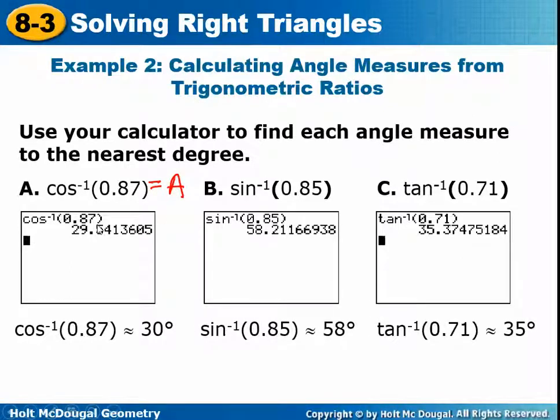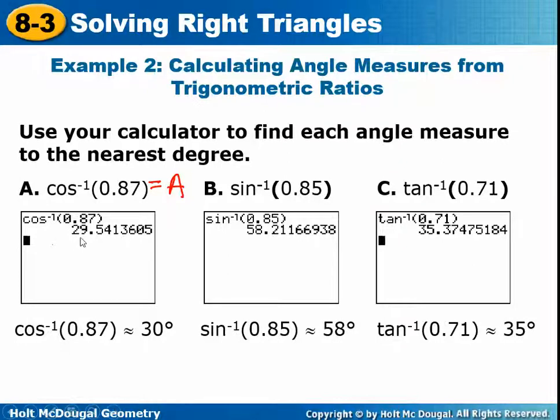Oh, I accidentally went through all of them at the same time. So on your calculator, you want to check and make sure, first of all, it has to be in degrees. And then you want to find the inverse cos. And then you type in the 0.87 and then hit equals or enter. And you should get this.